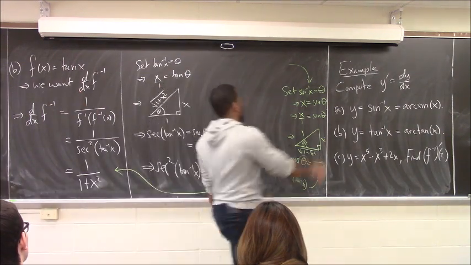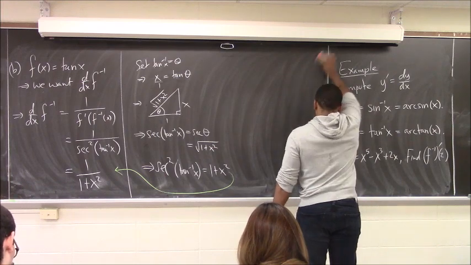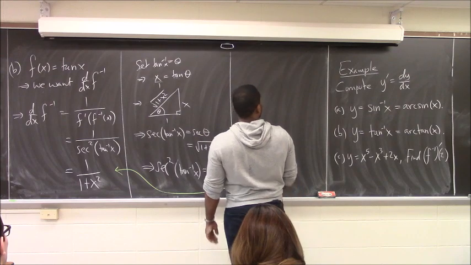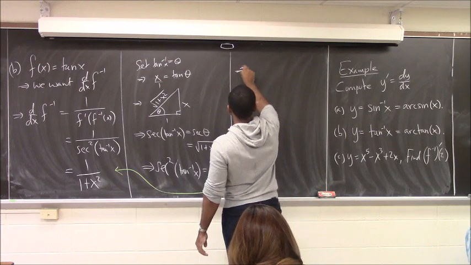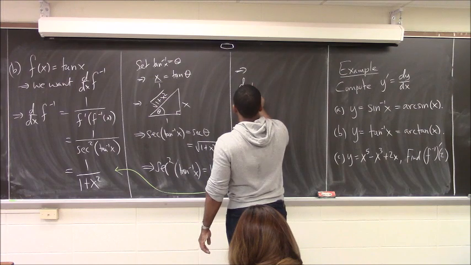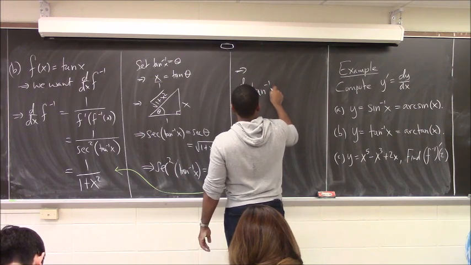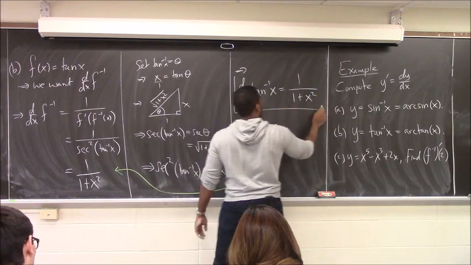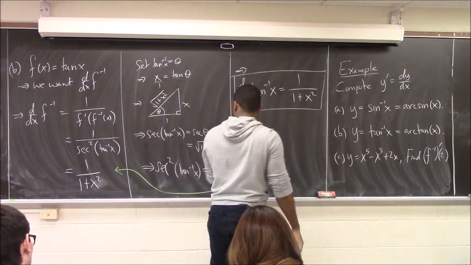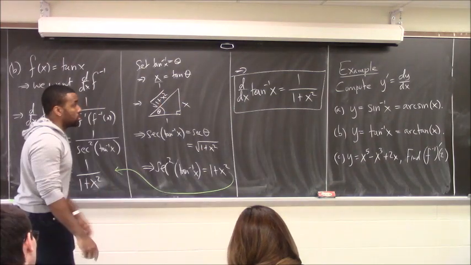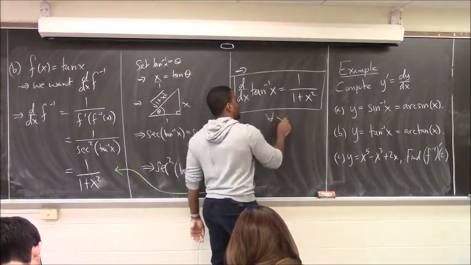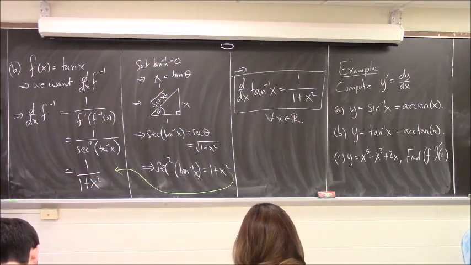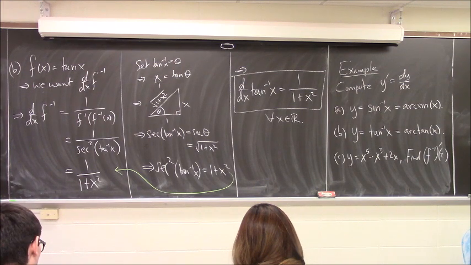Now we can state that as a new formula. The derivative of the tangent inverse function is 1 over 1 plus x squared. And that actually works for all x. The tan inverse function is defined for all x's, and we can find its derivative at any point along the curve.